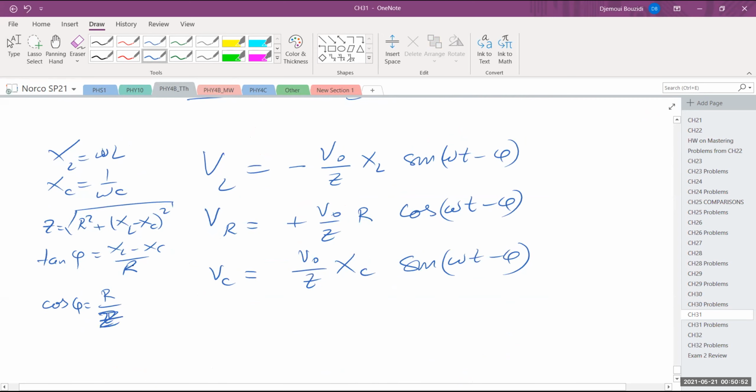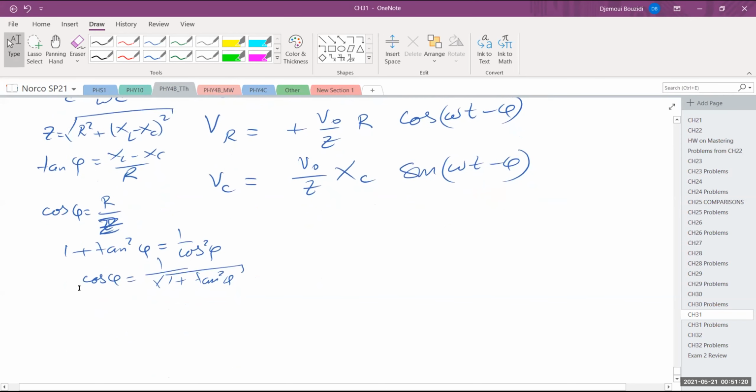Since you have the tangent and the cosine are related to one another, because 1 plus tan squared of phi is equal to 1 over cos squared of phi. From here, you can find cos phi, 1 over square root of 1 plus tan squared of phi. Since you have this expression for tangent, you sub in there, and you're going to find the same expression for the cosine. It's R over Z basically, and the sine of phi will simply be equal to XL minus XC over Z. So in here it's R over Z.